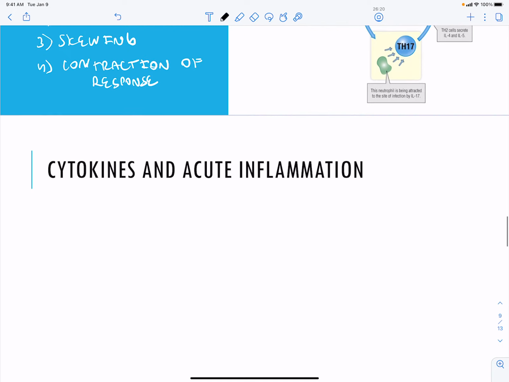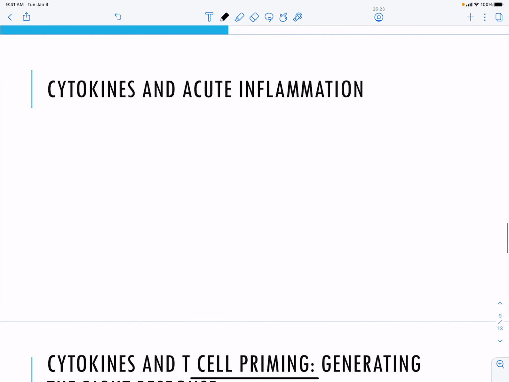Now let's talk about cytokines and acute inflammation. So let's talk about our story. We have our bacteria, and they have their PAMPs, pathogen-associated molecular patterns. And this is going to activate our innate response via the pattern recognition receptors, such as our toll-like receptors. And then these are going to release cytokines.